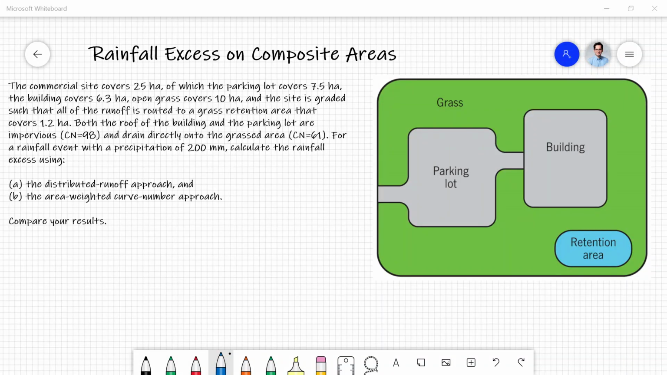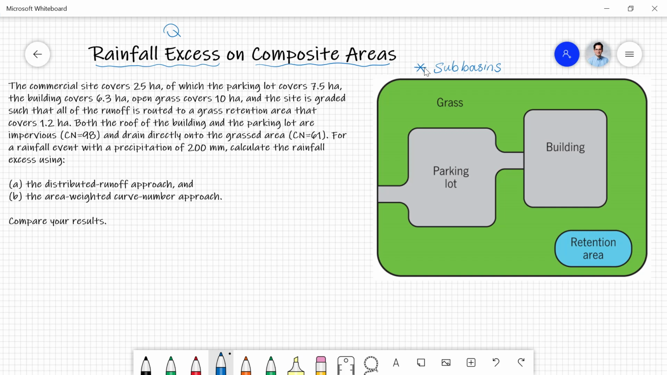In this example, you're going to learn how to calculate rainfall excess or Q in the SCS curve number method on composite area. A composite area is a study area that consists of different sub-watersheds or sub-basins. For example, in the photo that I have provided for you on this slide, you can see that there are multiple sub-basins: grass, parking lot, building, and retention area.